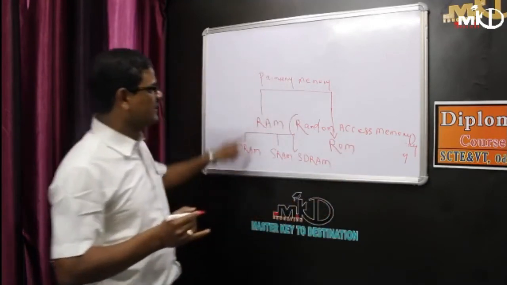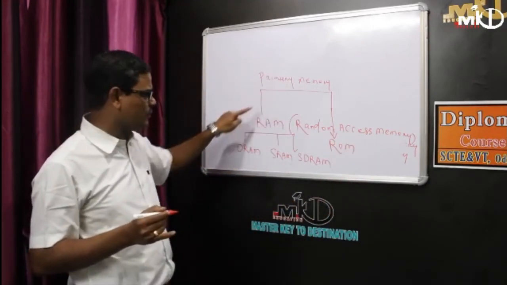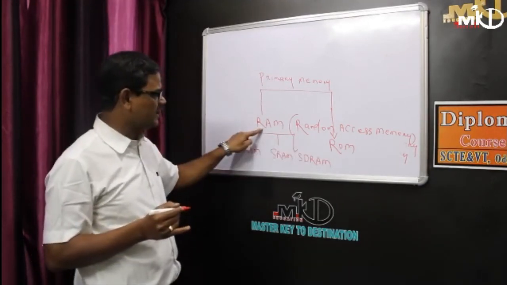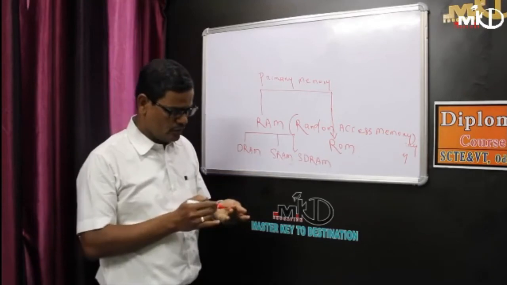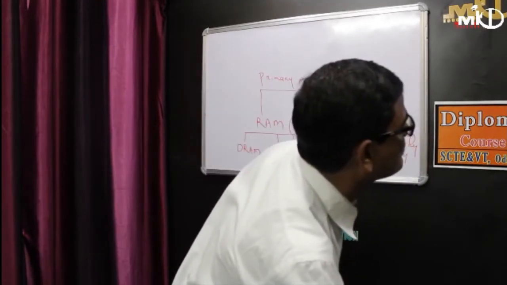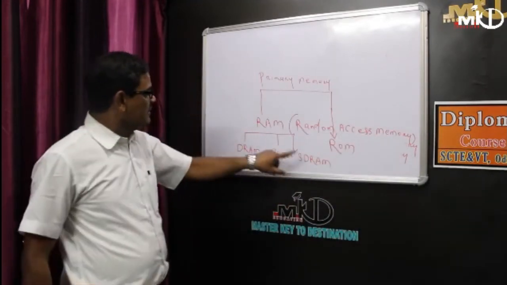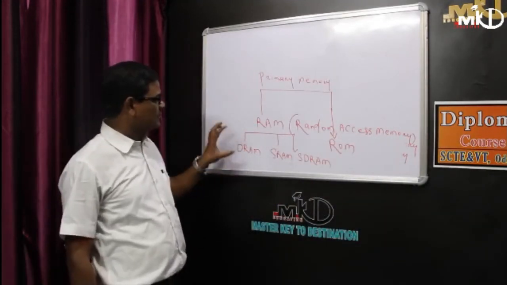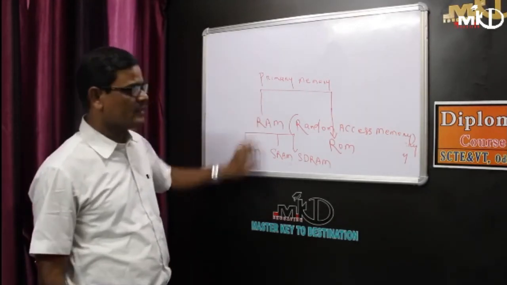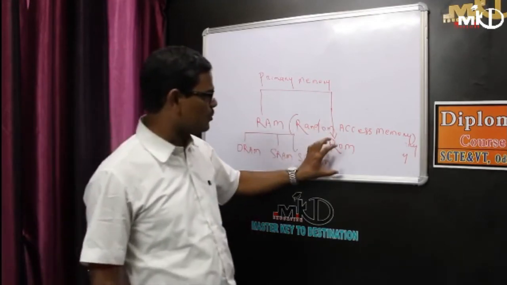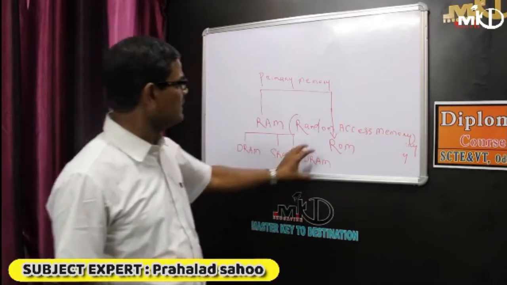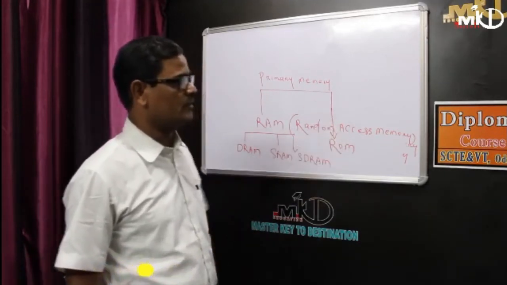It means the entire primary memory is divided into two categories: one is RAM, another is ROM. RAM stands for random access memory, ROM stands for read-only memory. Generally, the data and instructions used by the CPU will be stored in the RAM, but some predefined instructions and data will be available in the ROM area. Therefore, its name is read-only memory.